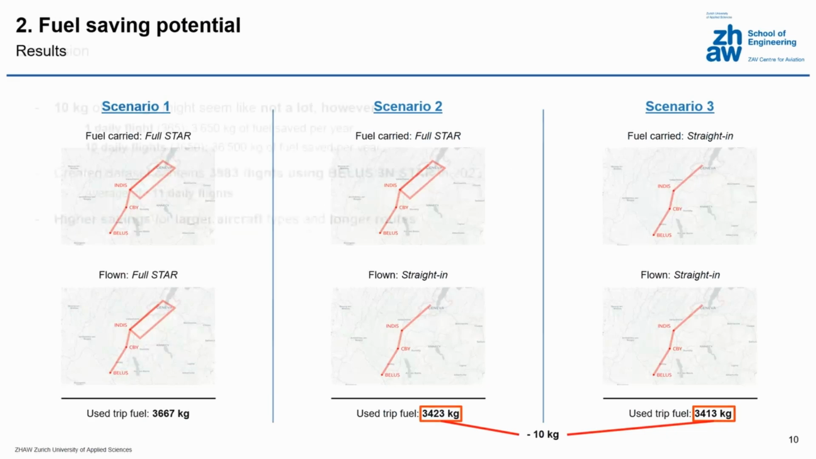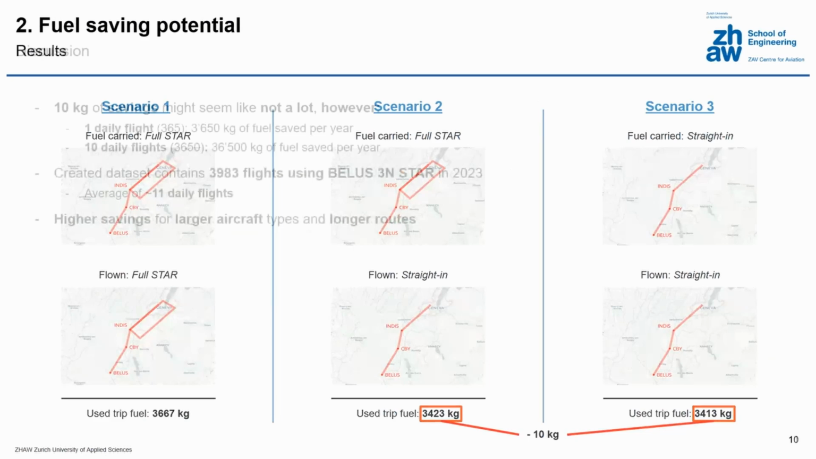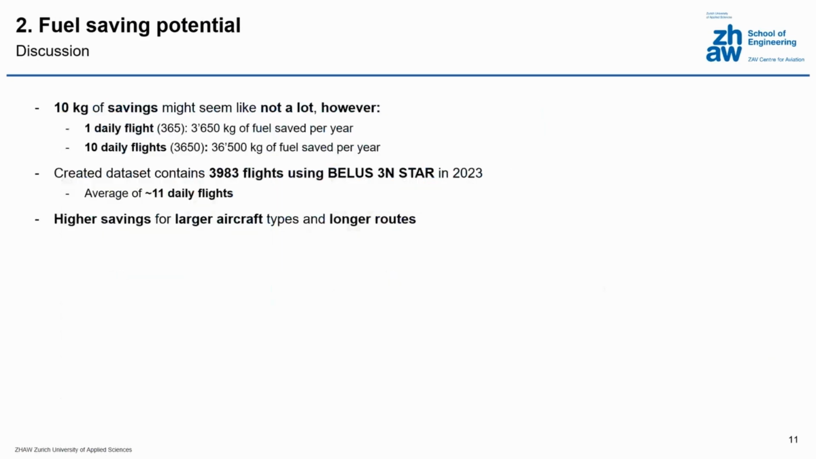So now you might say that 10 kilograms of fuel that could be saved might seem like not a lot at all. However, when summed up across multiple flights over a longer period of time, that quickly sums up to significant savings. So if we only consider one comparable flight that uses the Belus 3N approach over a year, that already sums up to 3,650 kilograms of fuel. And if we assume that 10 flights a day would use this approach, similar flights to the one that we consider here, we already end up with over 36 tons of fuel that are saved every year.